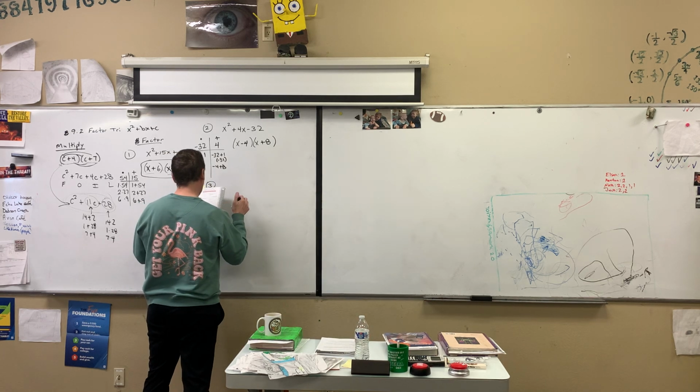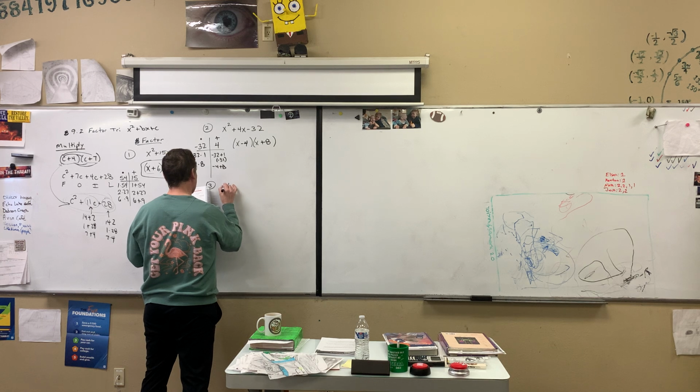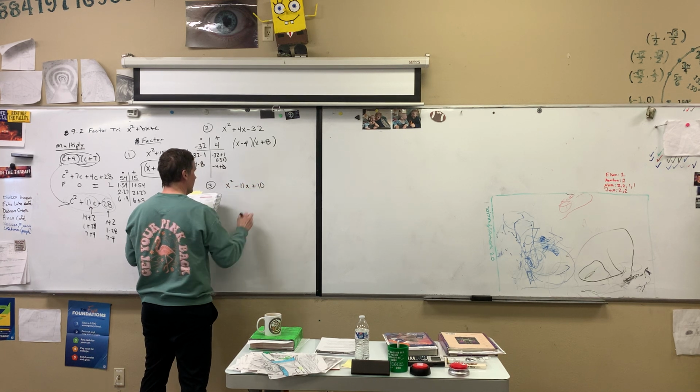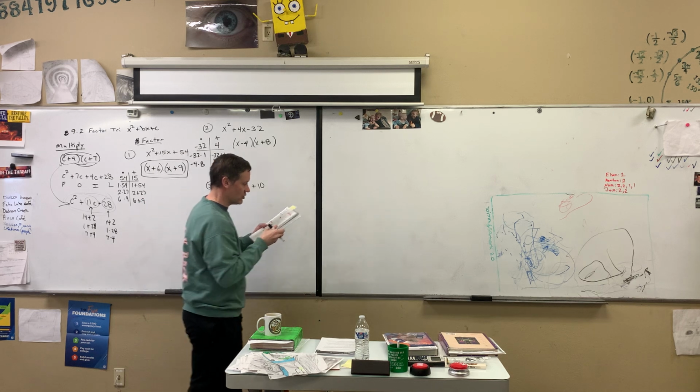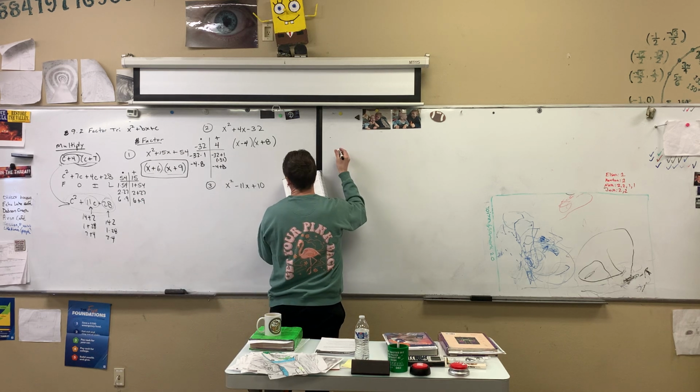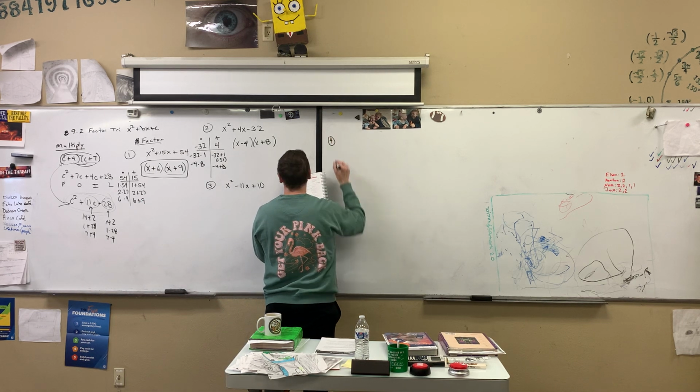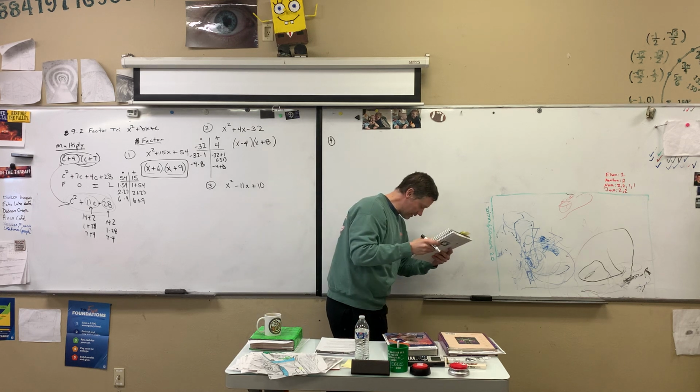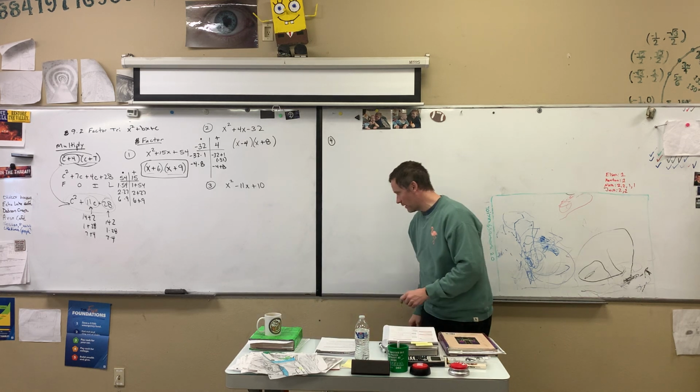So let's throw another one up here. Let's try this one. X squared minus 11x plus 10. Let's go ahead and you guys try that one and check with your support team around you. A little variation, meaning the negative sign ends up in a slightly different spot.